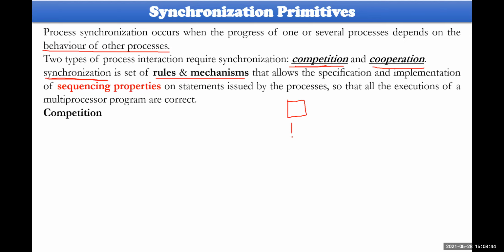So 50% of the process has been completed, up to this area. Still more is to be completed. Then any other process comes and wants to preempt this already executing process. That kind of situation is called interleaving.